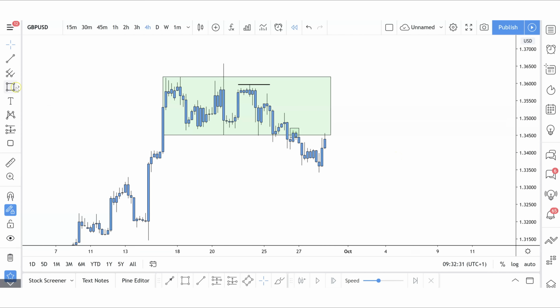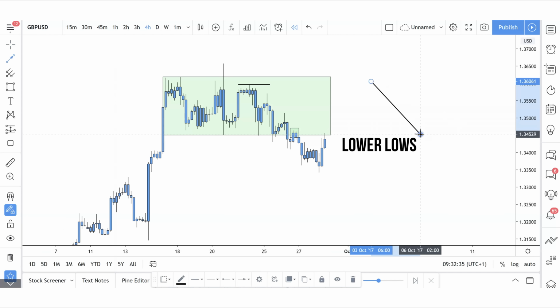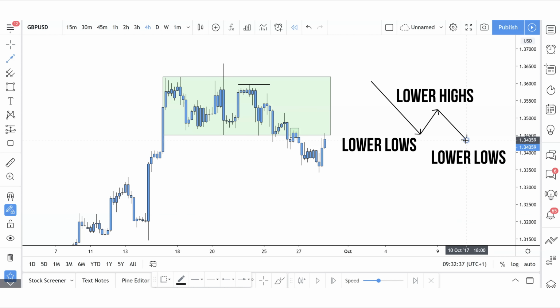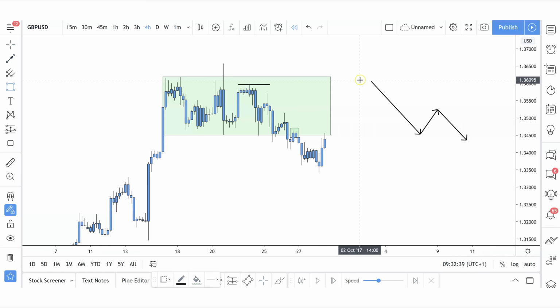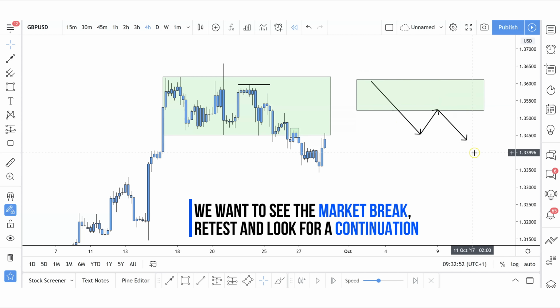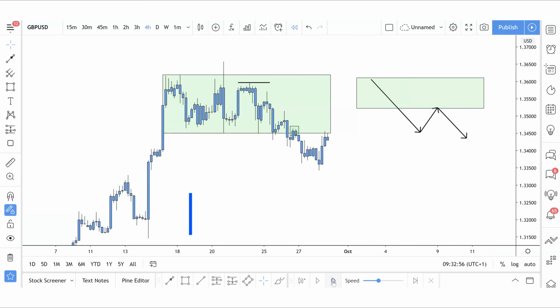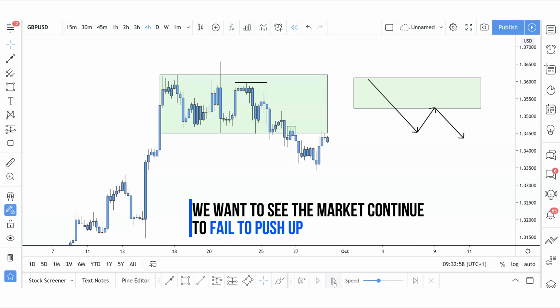Now, remember the structure that builds for a downtrend. We have structural lower lows, lower highs, lower lows. If we have a ranging market, then this is an area where price has not made a decision where the directional bias is going to go, whether buyers are taking profits, sellers are stepping into the market, or whatever else is happening in the world. But what we want to see is the market break, retest, and then look for that continuation. So now we see the break, now we see the retest. We want to see the market continuing to fail to push up.